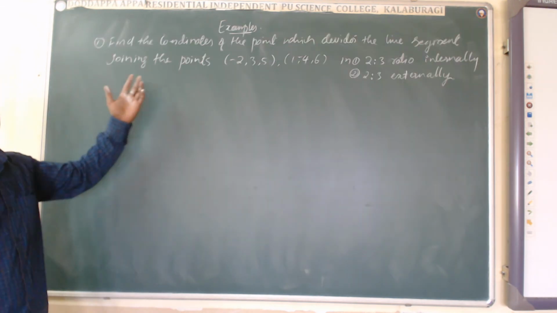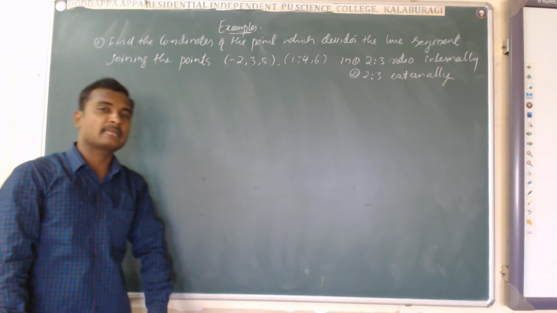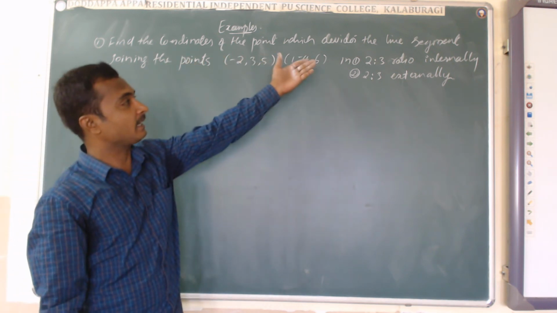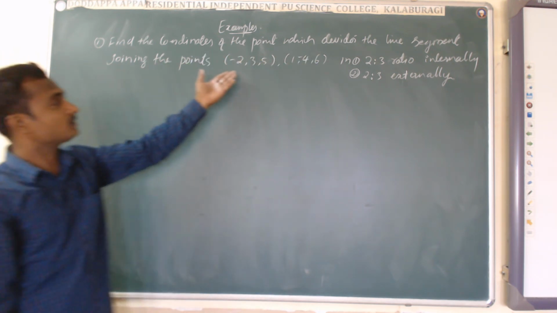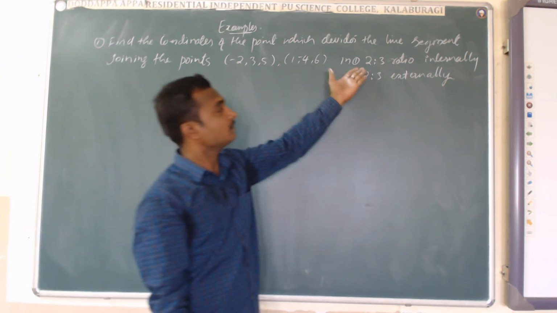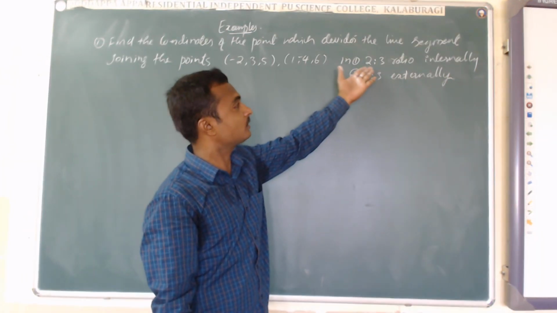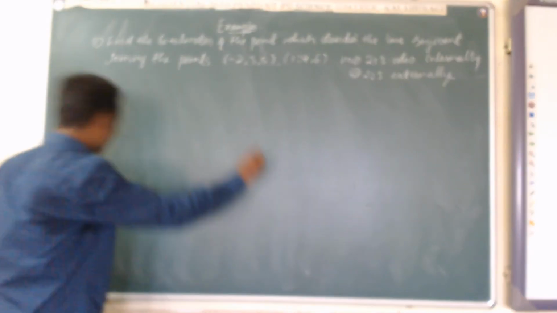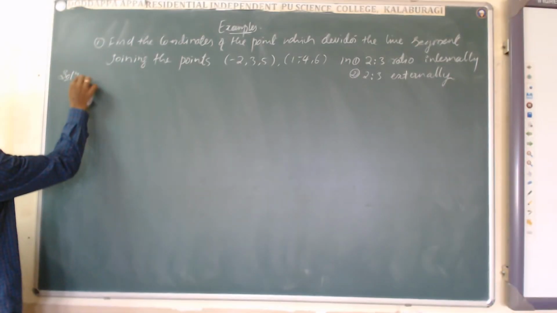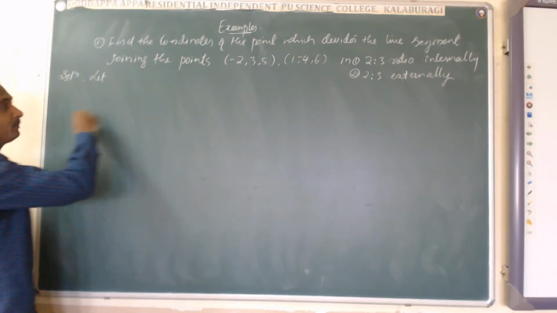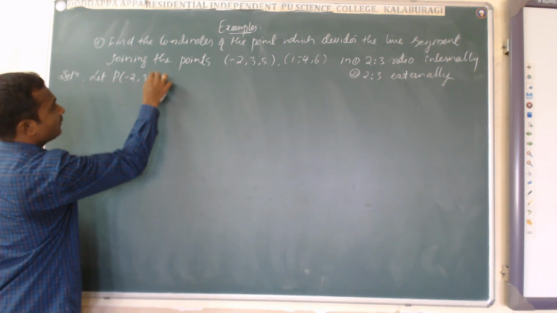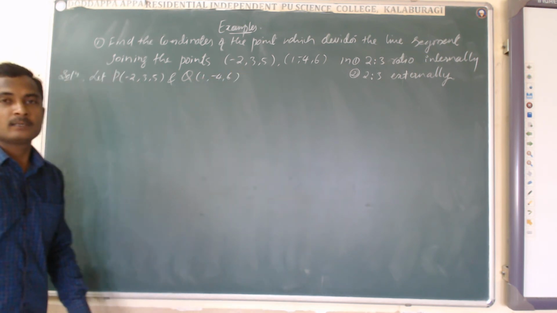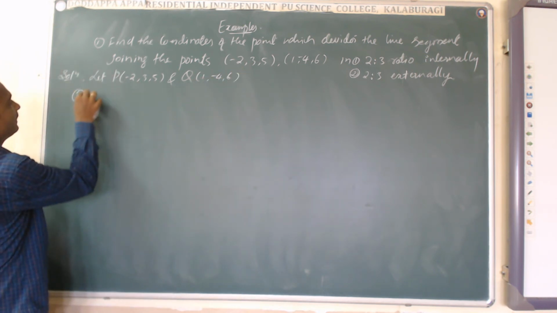Okay. So we will solve some examples of the section formula for internal division as well as external division. See here. Find the coordinates of the point which divides the line segment joining the points (-2, 3, 5) and (1, -4, 6) in the ratio 2:3 internally and in the ratio 2:3 externally. Okay, so let's solve this problem. Solution. First, let's consider the given points. Let P be (-2, 3, 5) and Q be (1, -4, 6). First one, internal division.